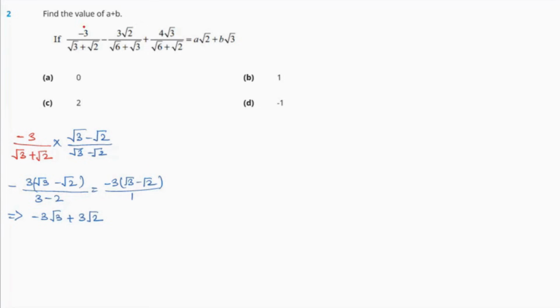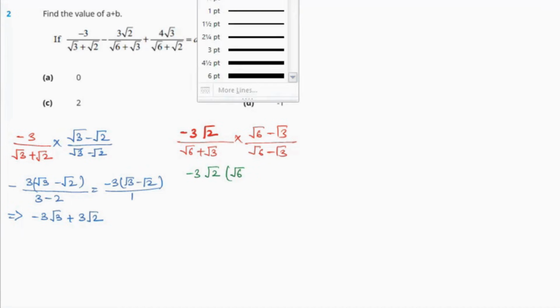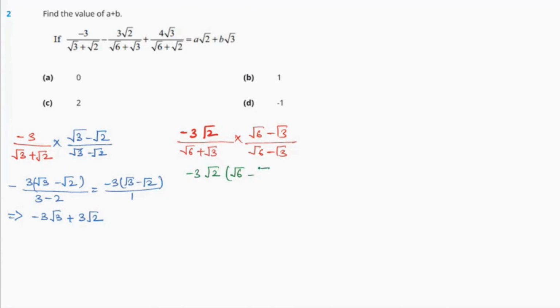Okay. Now the next term we have is minus 3 root 2 by root 6 plus root 3. Same thing we need to do over here. Again, we need to rationalize it, and for rationalization, we will multiply by root 6 minus root 3 by root 6 minus root 3. Now when we solve it further, we will be getting minus 3 root 2 times root 6 minus root 3, and here we will be getting 6 minus 3.